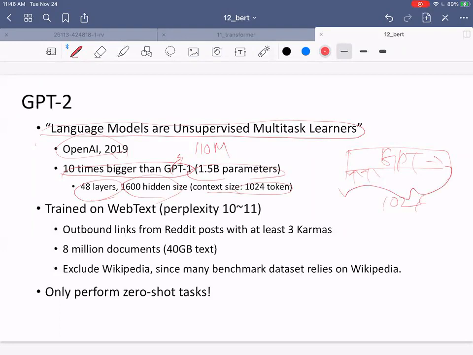And now it's no longer trained on BooksCorpus. They trained on something called WebText, which is outbound links scraped from the internet. So it's outbound links from Reddit posts with at least three karma. Three karma is like a recommendation system. It consists of 8 million documents, roughly amounting to 40 gigabytes of text. And they excluded Wikipedia because their benchmark datasets, their downstream tasks, usually originate from Wikipedia. So it would be cheating if they trained GPT-2 on Wikipedia. They were very, very careful on this.